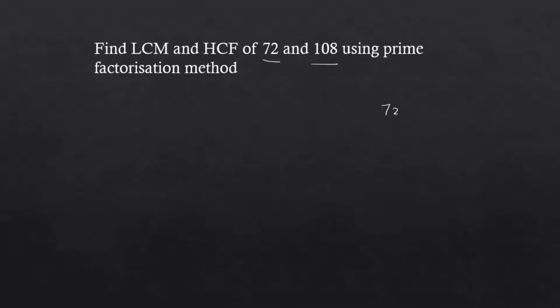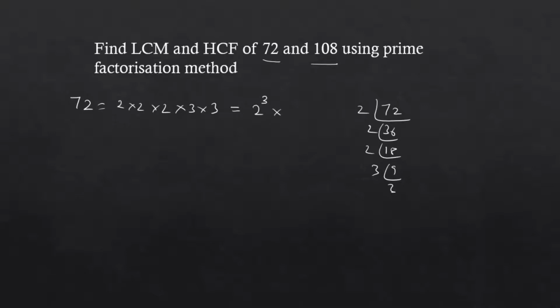72, how can we split it? To 36, to 18, to 9 and 3 3s. So 72 is equal to 2 into 2 into 2 into 3 into 3. This is otherwise written as 2 cube into 3 square. Got it? 2 comes 3 times and 3 comes 2 times. 2 cube into 3 square.